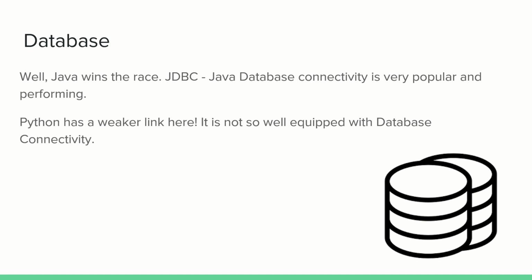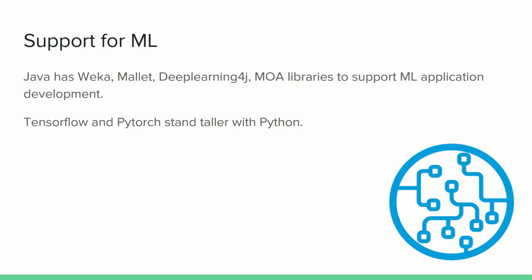Database. Java is definitely winning here. JDBC is well known, it's well used, and it has a lot of value. Java database connectivity is very popular, and Python is weaker here. Definitely, it is not as well equipped as Java is with JDBC.